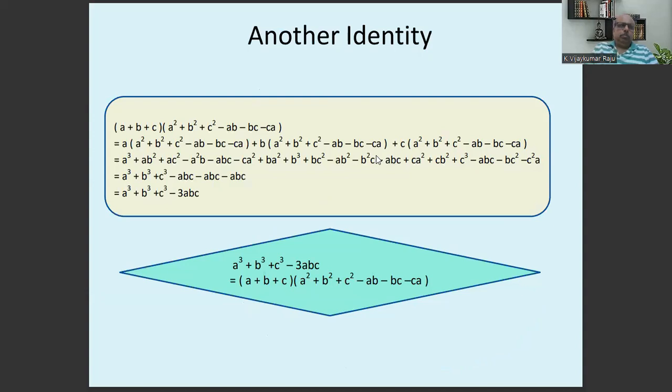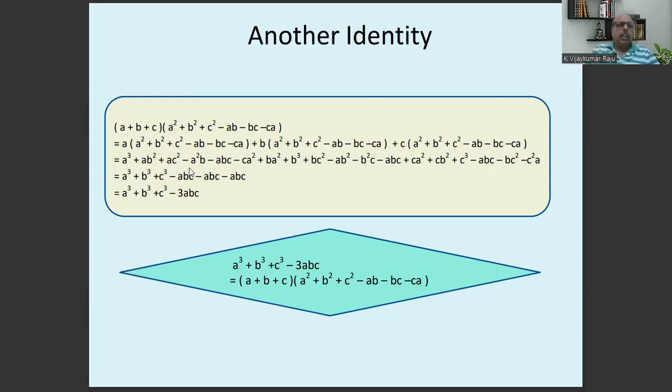Now another identity. See this: (a plus b plus c), and the second bracket has a square plus b square plus c square minus ab minus bc minus ca. So we have to expand this. A into the second bracket multiply, plus b into the second bracket, plus c into the second bracket. A into a square is a raised to 3. A into b square is ab square. A into c square is ac square.